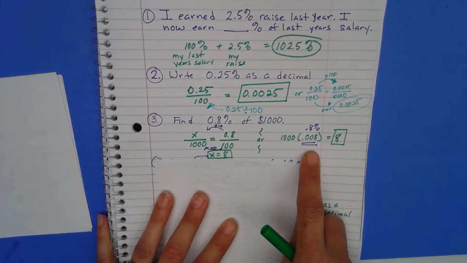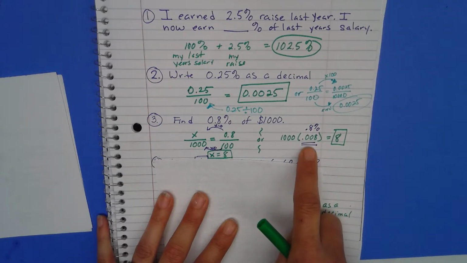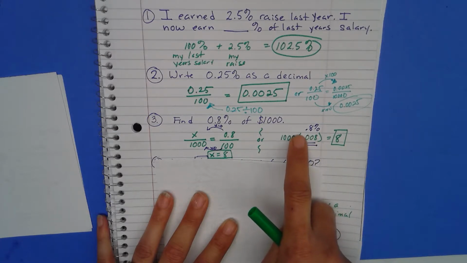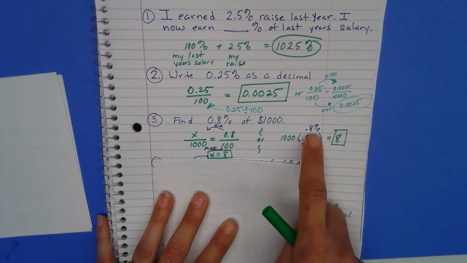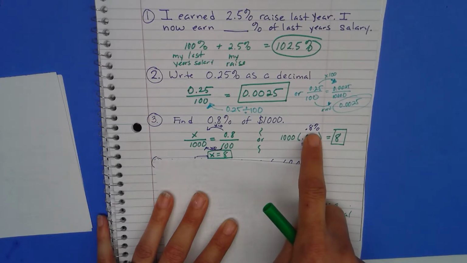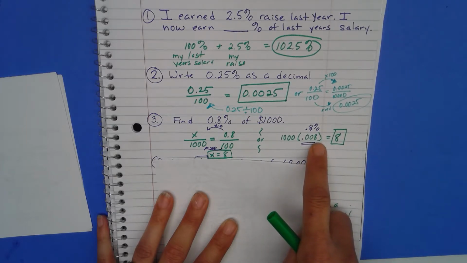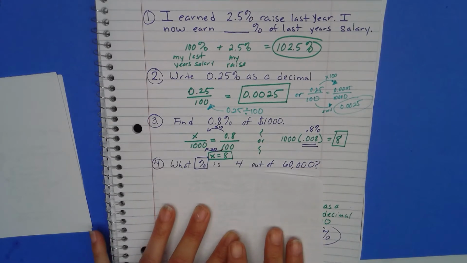This is the equation method. This is my percent. I need to change it to a decimal to use the equation method. So I need to move the decimal over 2 times when I divide by 100. This is equivalent to this. This is decimal form. This is percent form. These are the same number. 8 thousandths times 1,000 gives us 8. Whichever method's better for you.